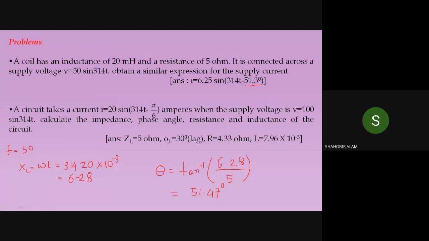Because for an inductor, the current lags the voltage. No, it's not 90 minus 51.47. Theta is this angle. Whatever is coming, you need to write it here. In this book it is written 51.3, but if it is coming 51.47, you need to write 51.47. Whatever comes as your theta, you need to replace this value with this one.